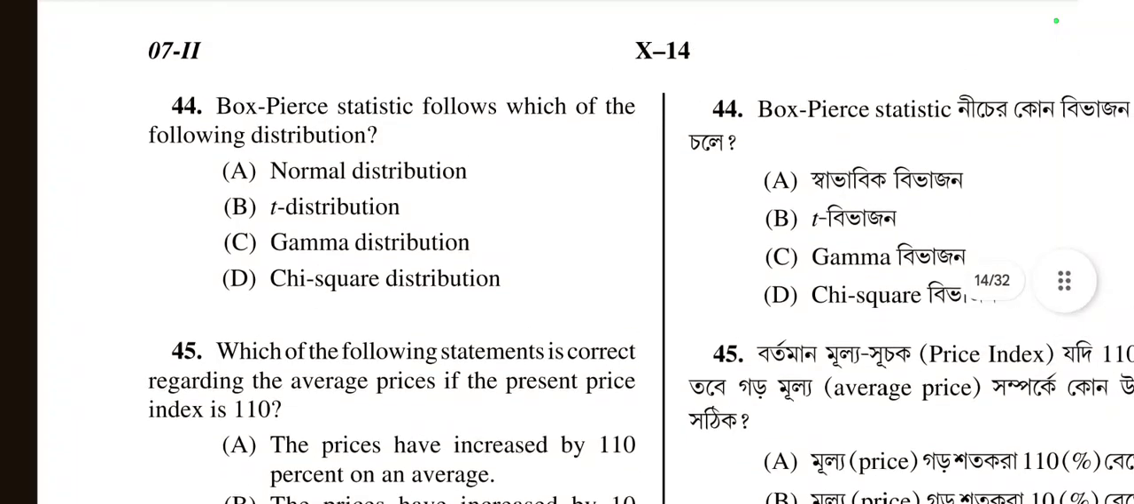Then come to question number 44. Box-Pierce statistics follows which of the following distributions? Normal distribution, t or gamma distribution, or chi-square distribution. Box-Pierce statistics follows the chi-square distribution. So option D is the right choice here.